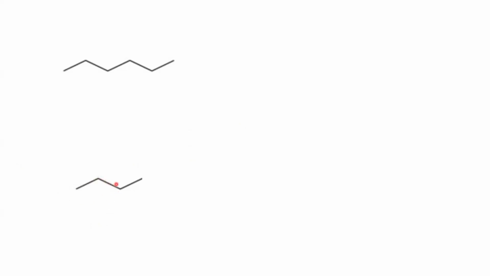Let's do it together. I will start with the smaller one. Every corner is a carbon atom and every terminal is a carbon atom. So 1, 2, 3, 4. We have 4 carbon atoms. This is but. There is no double or triple bond. This is an alkane, so it will have the suffix "ane".